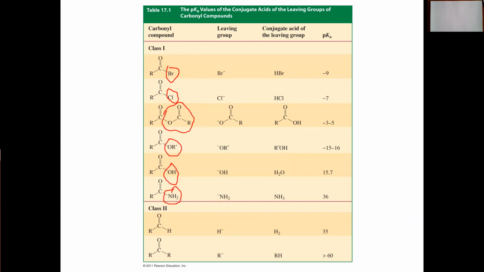So these are all organized in order of increasing basicity. How do I say that? These are the acids of those conjugate bases. This smallest pKa is the strongest acid. This biggest pKa is the weakest acid. So this acid is the weakest acid, therefore this base is the strongest base. We've said more than once in this class, the weaker the base, the better the leaving group. Weaker bases make better leaving groups.